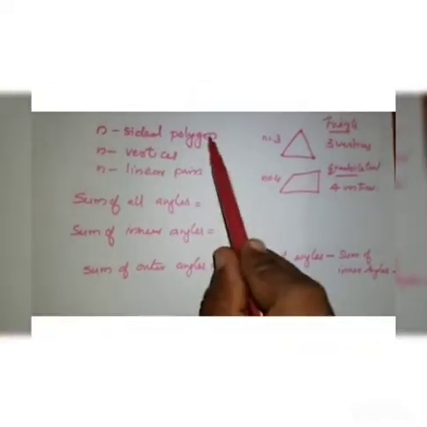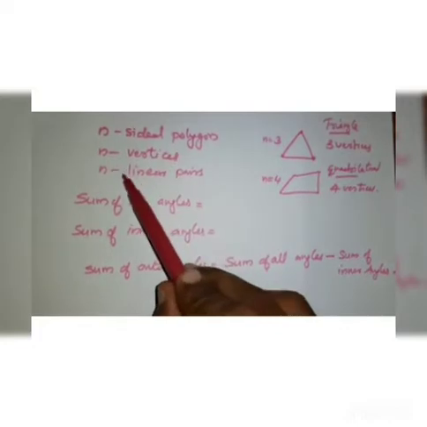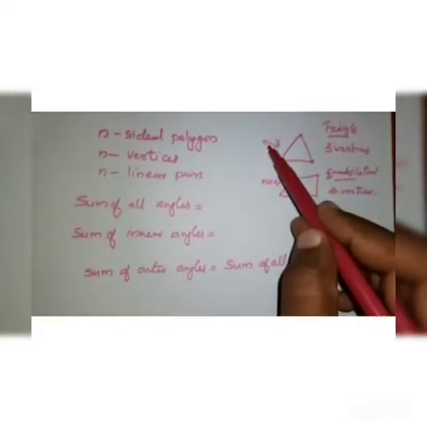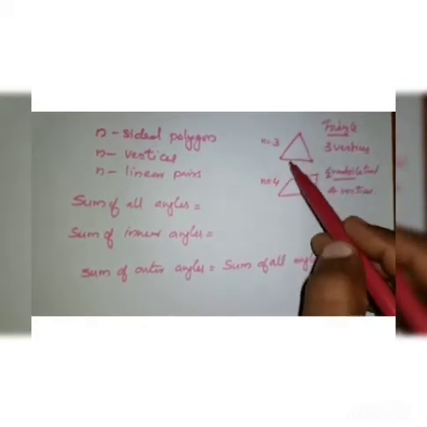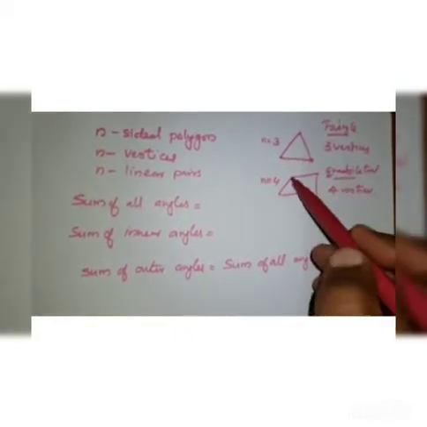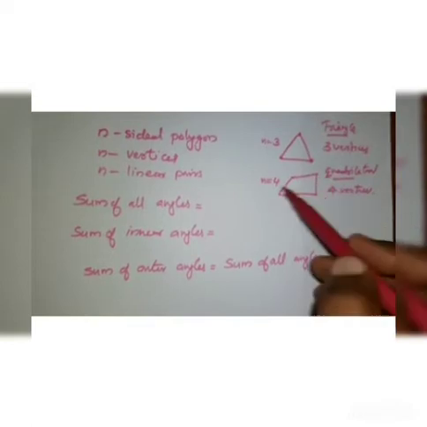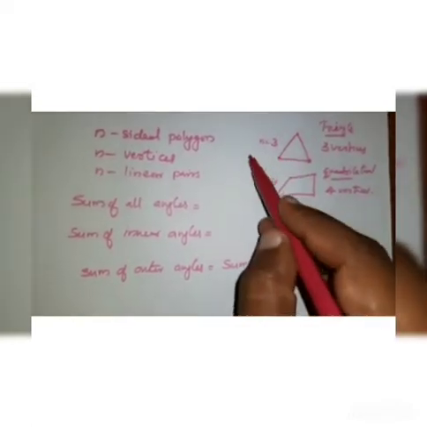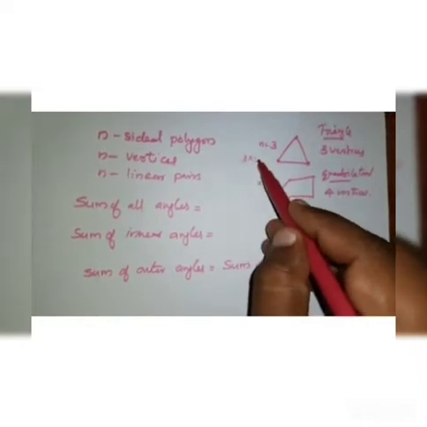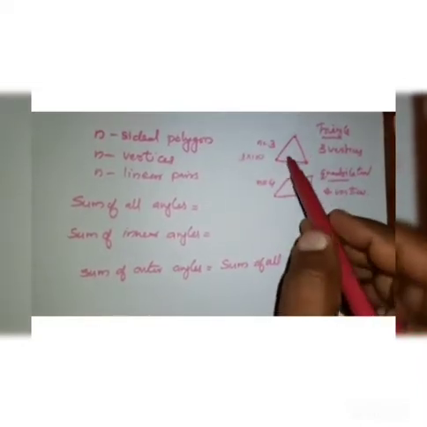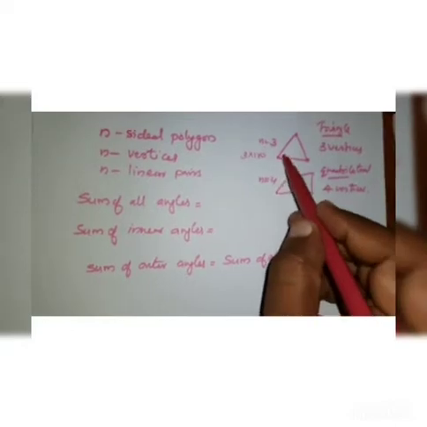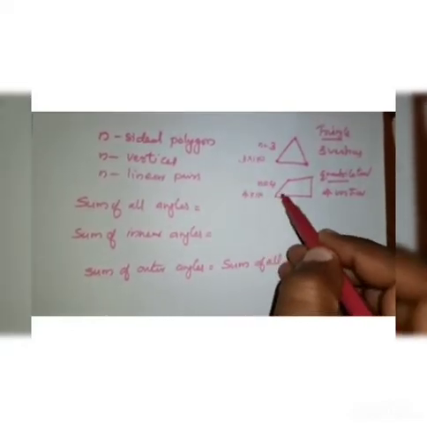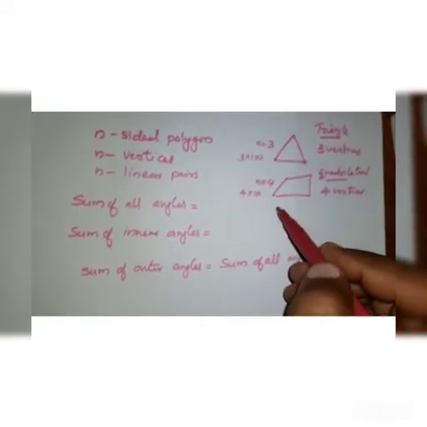For an n-sided polygon, n vertices are there, n linear pairs also. See the triangle, 3 vertices, n is 3, and 3 sides also. For a quadrilateral, 4 sides and 4 vertices, so n is 4. Then what about the total angle? That is n into 180. That is the total angle of this triangle, inner and outer angle together. Here how much? N into 180, that is 4 into 180.